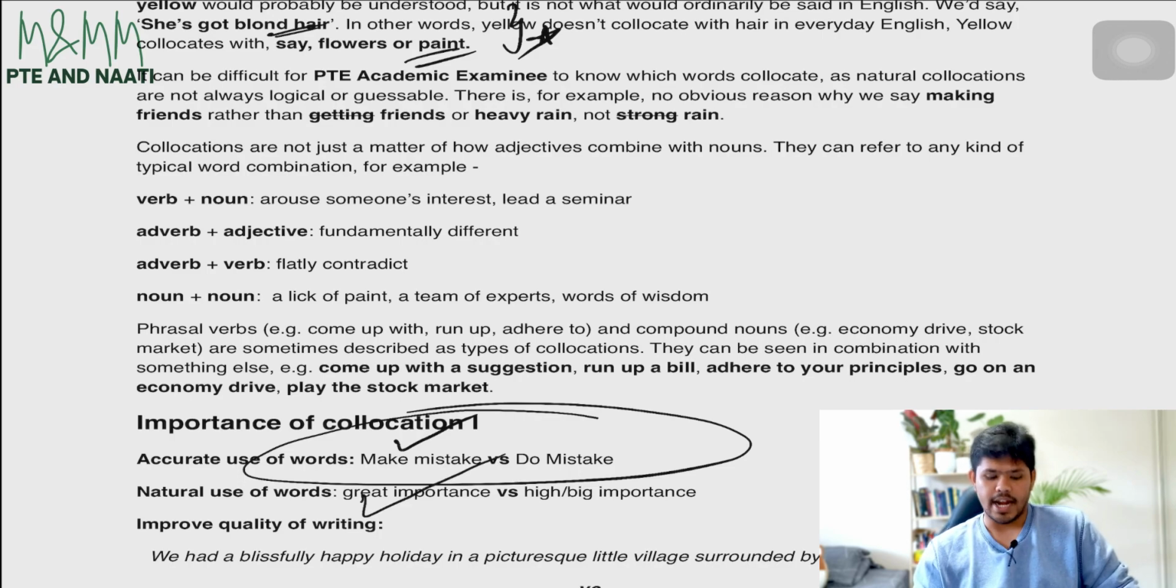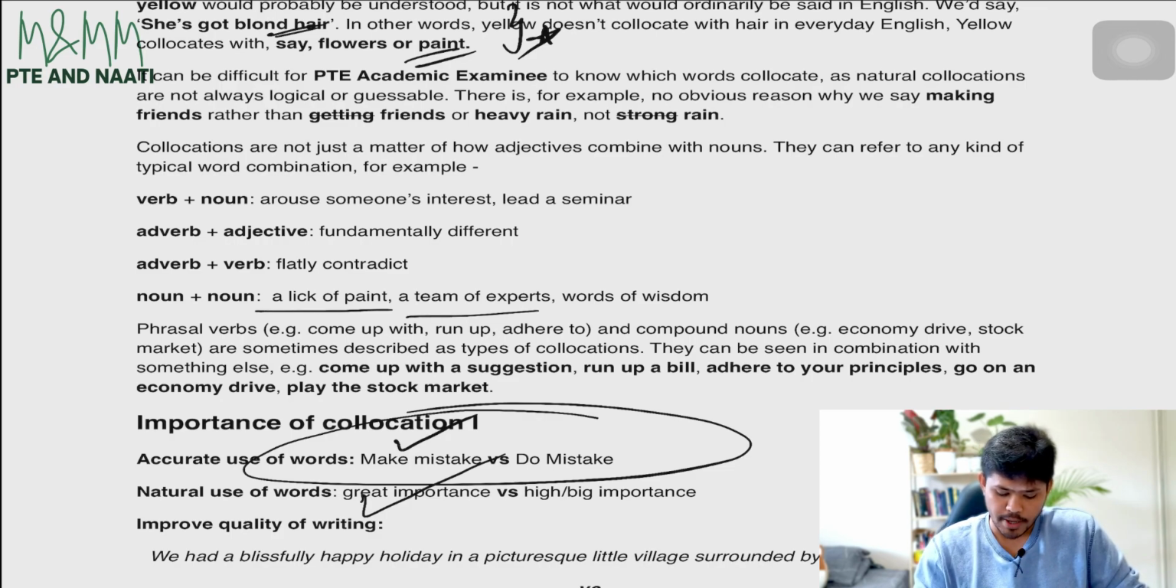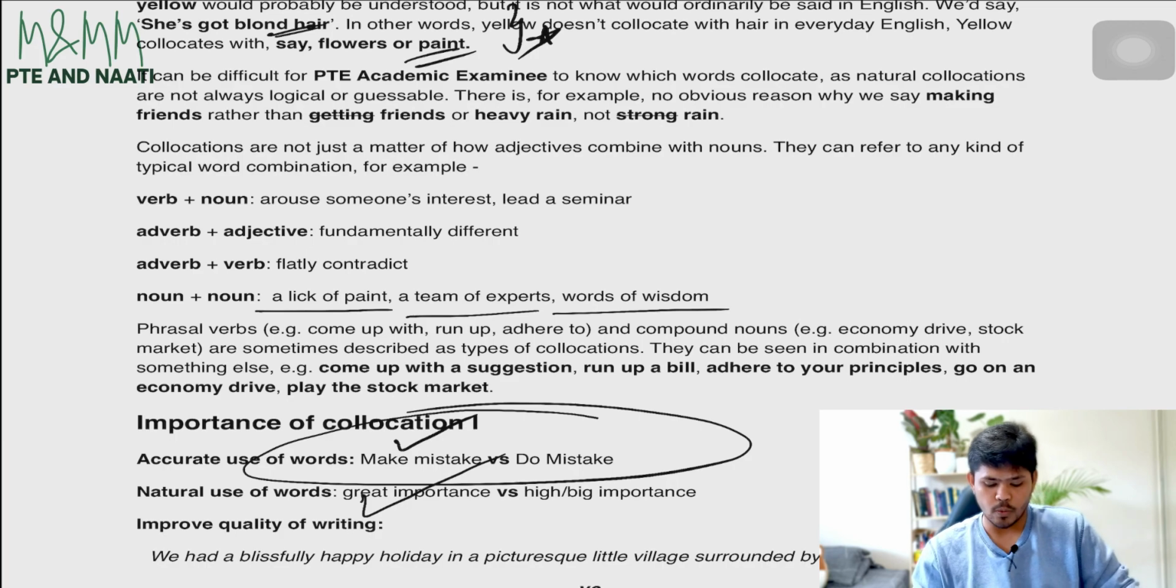Great importance is the right answer. All right. If you look at a few things over here: a lick of paint, a team of experts, words of wisdom. Lick of paint. Now we are not licking the paint over here, but still it is called a lick of paint, all right? A box of paint, several boxes of paint, but what do you call a lick of paint? Next, a team of experts, not a group of experts. Remember we were just doing those things, a school of fish, similarly a team of experts.